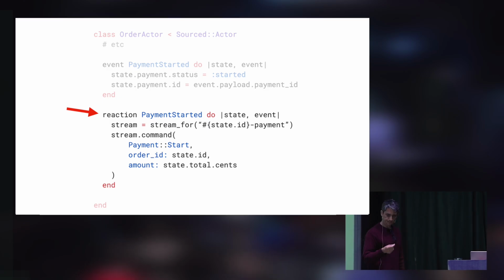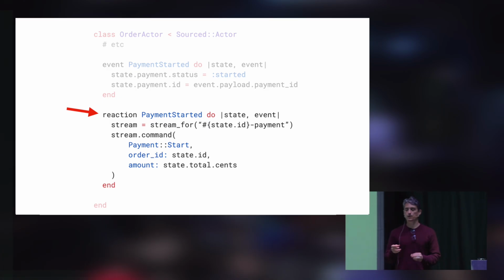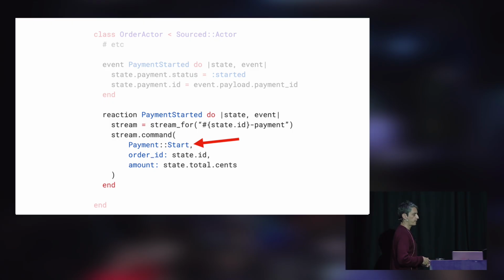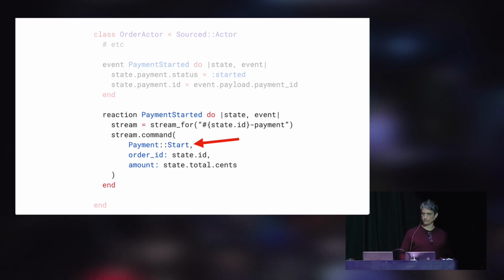And I have that little stream for helper, and here what I'm doing is I'm starting a new stream. And remember, streams are just strings, just identifiers. So here I'm just building my own stream identifier for that payment, the order ID dash payment, and I'm sending a command to it. And the runtime will automatically see that and start a new thread basically and start processing that command concurrently. That's the start command that I'm sending to a payment actor. It's a separate actor. And this is the payment actor.